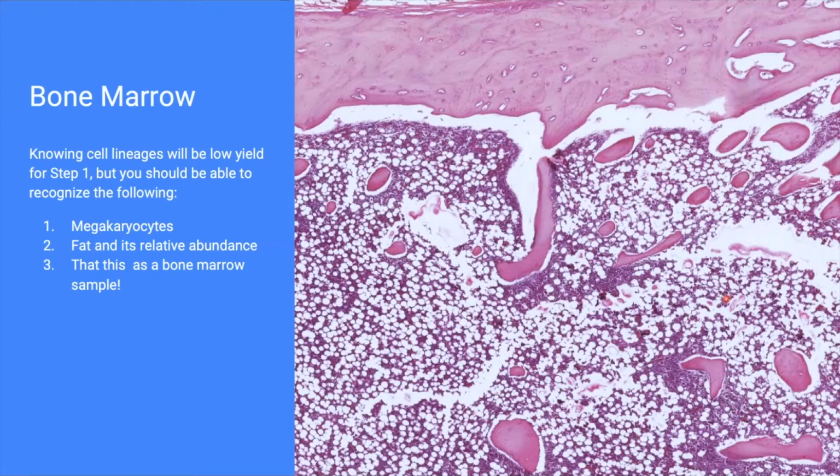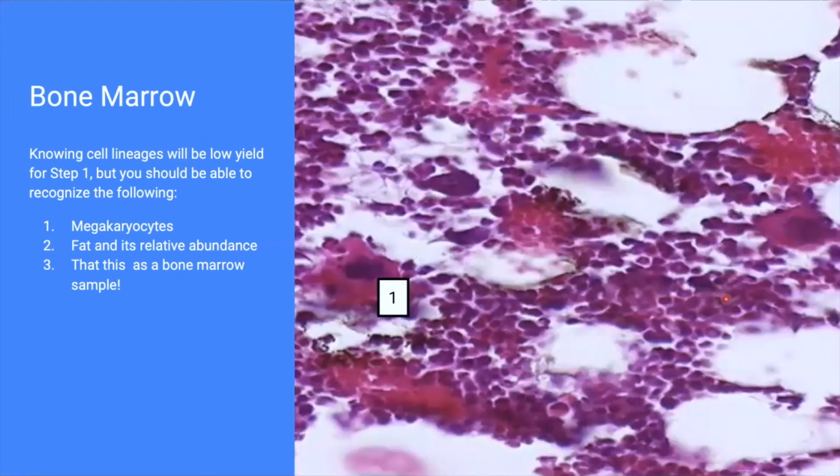And then finally, the other component that I think could be tested pretty easily is asking what type of cell this would be within a bone marrow sample, and that would be a megakaryocyte. Megakaryocytes are often multinucleated, very large in comparison to the other cells around them, and often in close proximity to a vessel of some sort. So this megakaryocyte is in close proximity to two vessels, likely extending its cytoplasmic extensions into the vessel there and releasing platelets into the peripheral blood.